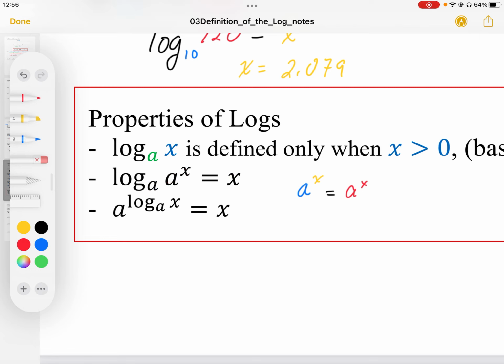Another perspective is to use how we should understand logs. A log is really just the exponent on the base. So I've got the exponent on this base that gives me this answer. Well, by definition, that answer, the exponent on this base here, must be x. So we can do it as how we define a log.